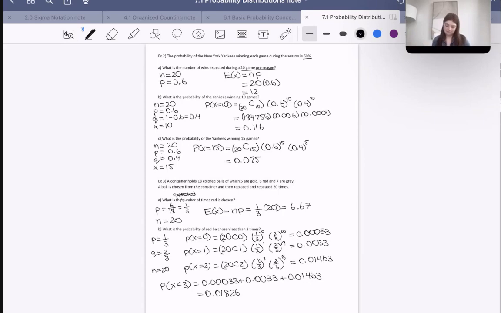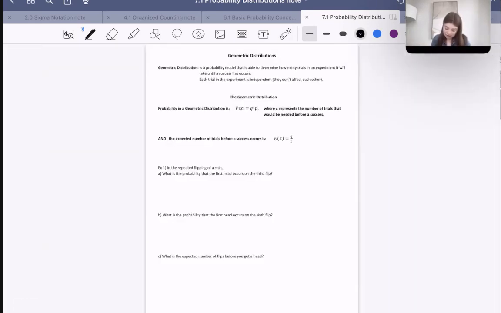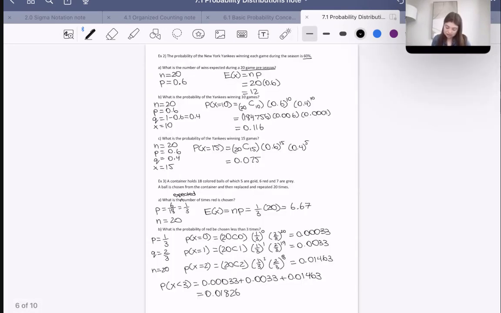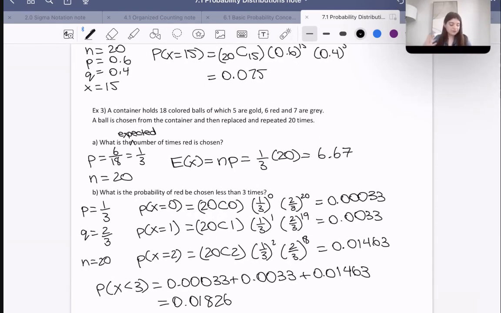Good. All right, well, that is it for binomial distributions. Next time, we're going to talk about geometric distributions, which are relatively similar to this, in my opinion.